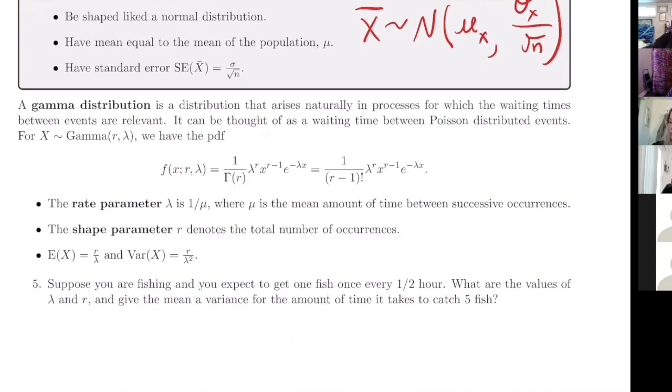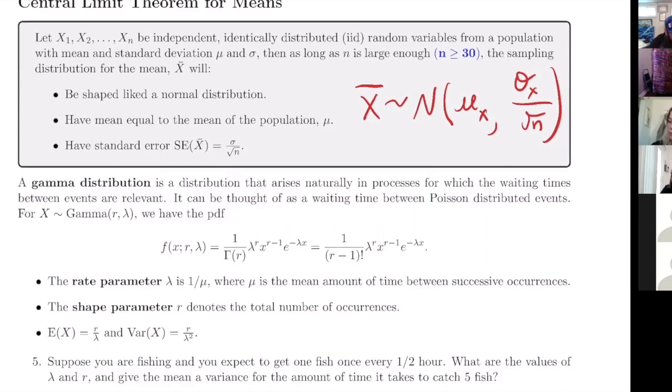Okay, so in this discussion, we're picking all of these x's from a population. The sampling distribution is going to be normal no matter how the population is shaped. The population doesn't need to be normal in order for the sampling distribution to be normal. What we need is the sample size to be larger than 30.